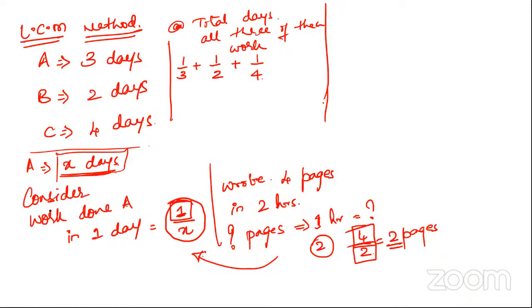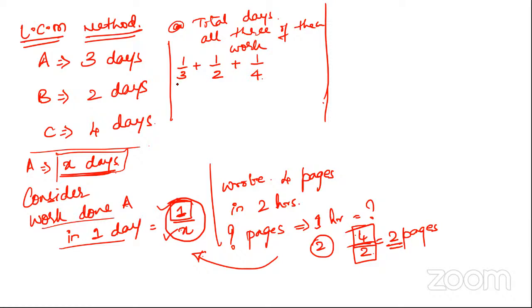So what is the work done in 1 day? Total work, just like you did 4 divided by 2, total work, which is 1 unit, divided by the total time, which is X. Are we clear here, Matangi? Yes, sir. Thank you. So that's how we are getting 1 by 3, 1 by 2, 1 by 4.